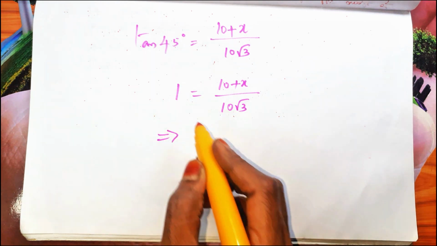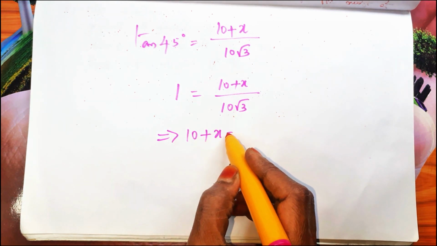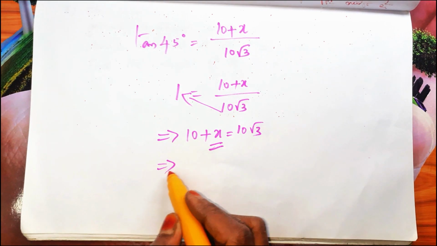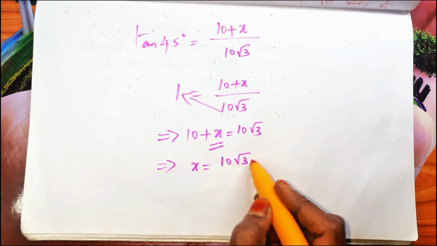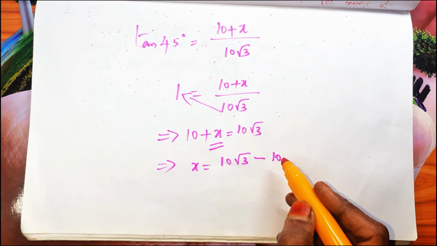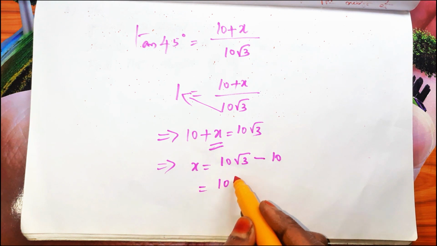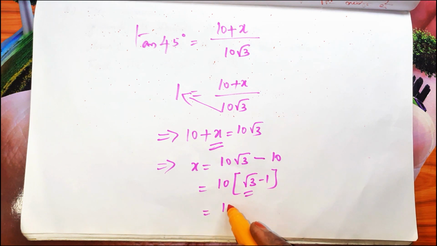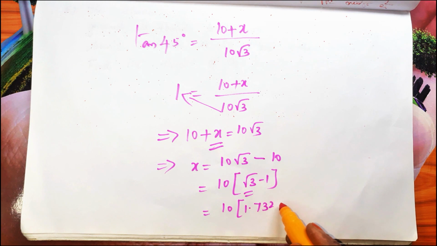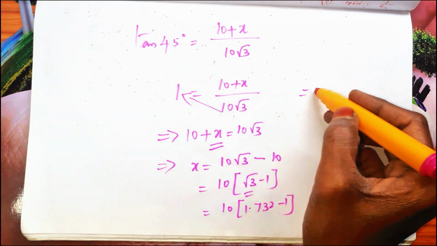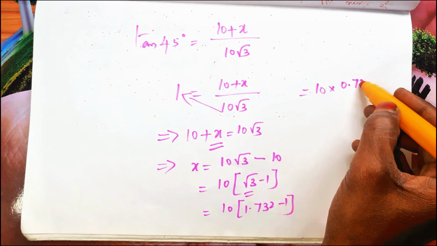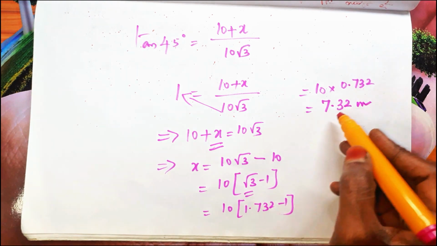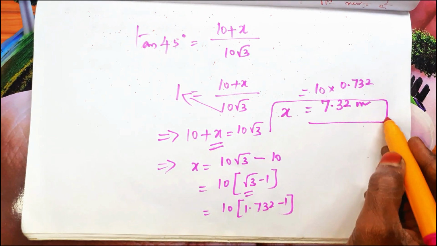Which implies, when I multiply, 10 plus x is equal to 10 root 3. X alone we need, so x is equal to 10 root 3 minus 10. Am I right? Which is equal to, 10 is common, root 3 minus 1. What is the value of root 3? 1.732 minus 1, which is equal to 10 into 0.732, which is equal to 7.32 meters. So this is the height of the flag hoist.